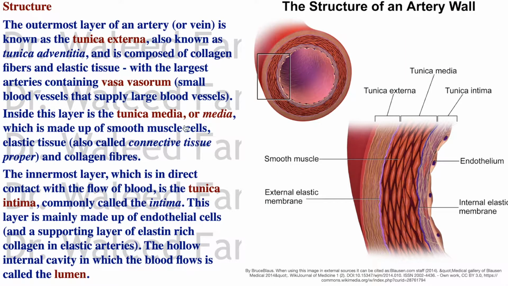The structure of an artery: the outermost layer of the artery, or the vein, it's similar to the artery, is called the tunica externa or tunica adventitia, and composed of collagen fibers and elastic tissue, while the largest arteries contain what's so-called the vasa vasorum, which are small blood vessels that supply the wall of the big artery itself. We mentioned that before.